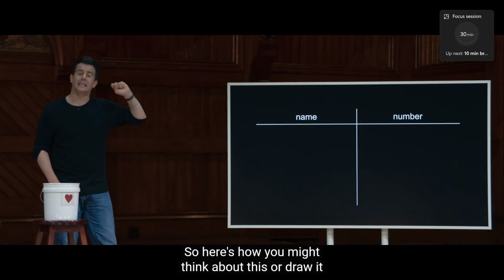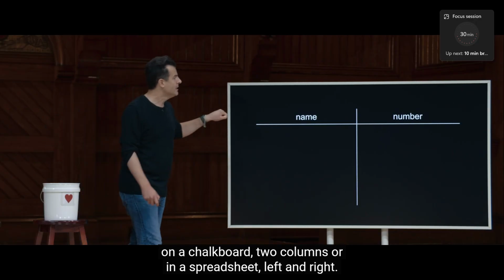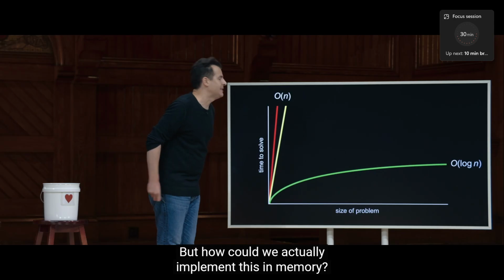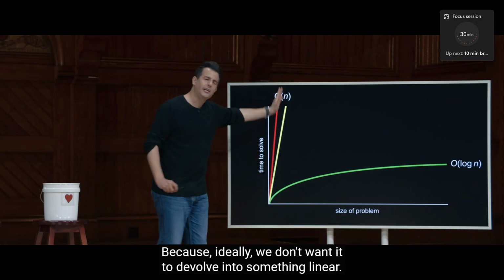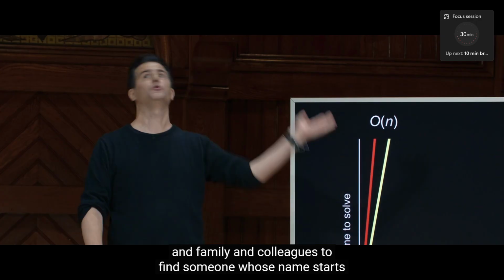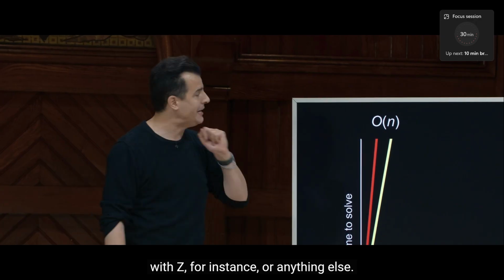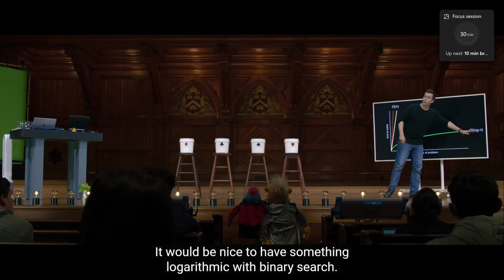So here's how you might think about this, or draw it on a chalkboard, 2 columns, or in a spreadsheet, left and right. But how could we actually implement this in memory? Because ideally, we don't want it to devolve into something linear. Like we don't want to have to look through all of my friends and family and colleagues to find someone whose name starts with Z, for instance, or anything else. It would be nice to have something logarithmic with binary search.